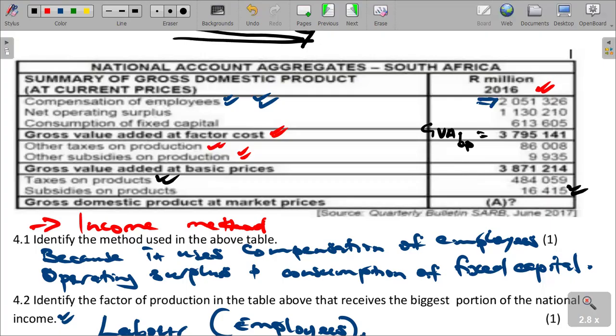So what must be understood is that we are working on these figures: gross value added at basic prices, which we are given, and also the taxes on products, 484,059. So we are working with numbers 1, 2, and 3 in order to calculate the question that is given here.